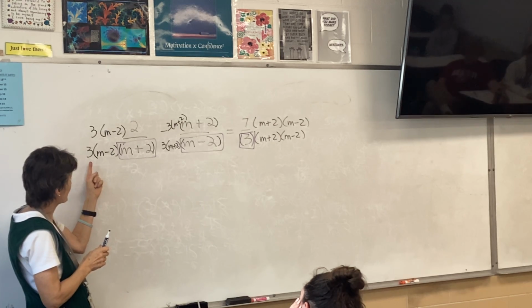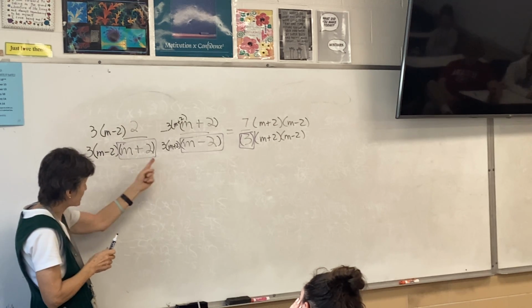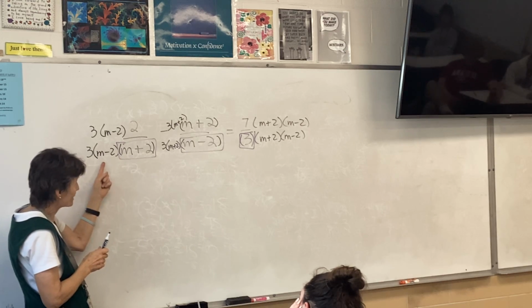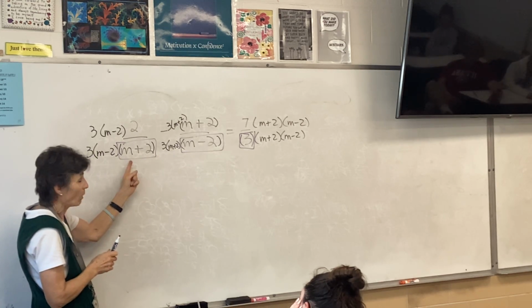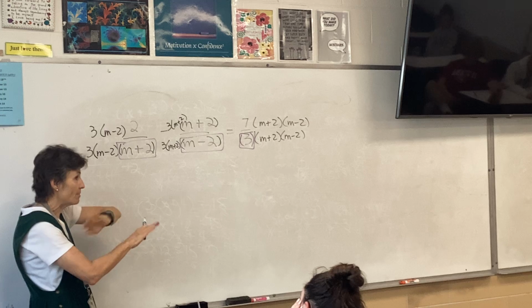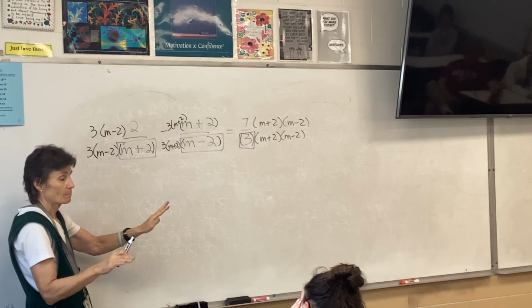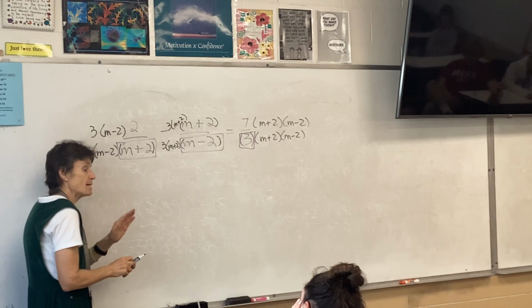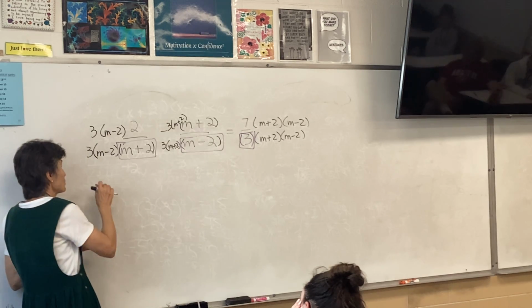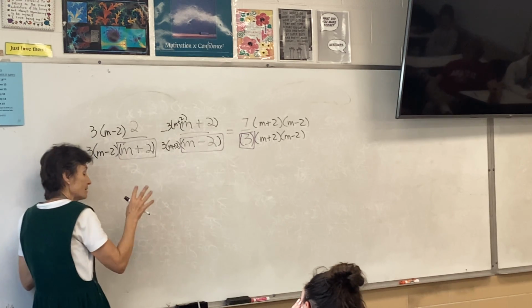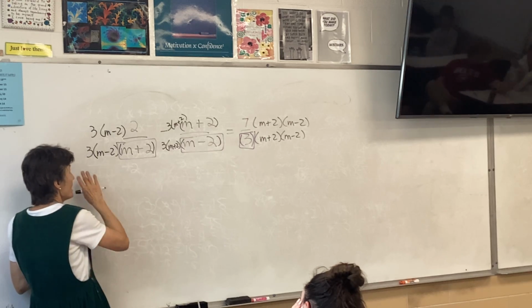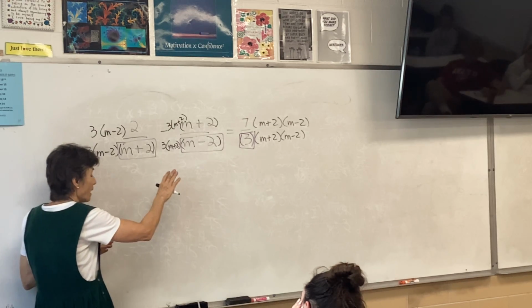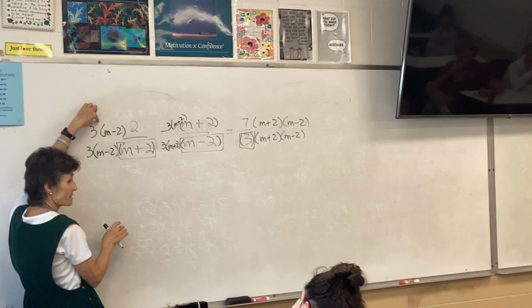So do you see how now they all have a 3, they all have an m minus 2, and they all have an m plus 2? That's the key. Are we good? As soon as they all have exactly the same stuff, then you can forget the denominators and look just at the numerators.